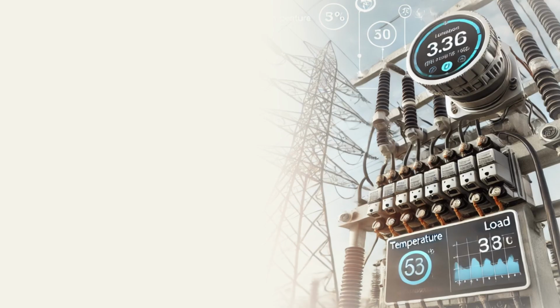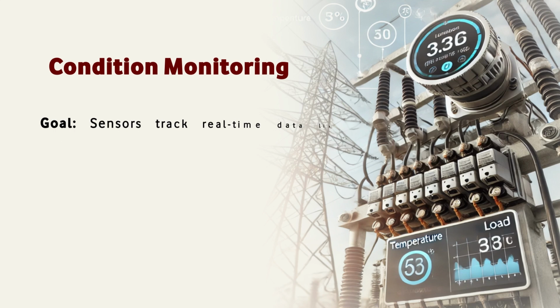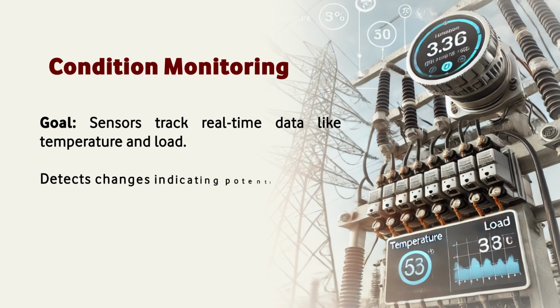First one is condition monitoring. Sensors are installed on power lines and cables to continuously monitor parameters such as temperature, vibration and electrical load. Any deviation from normal conditions can indicate an impending failure.